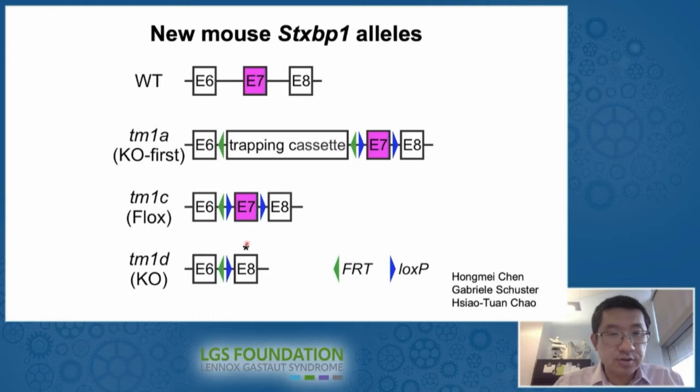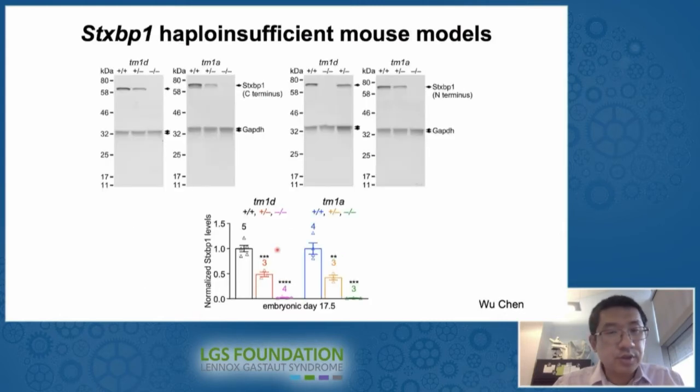In this case, a premature stop codon will be created in exon 8. Here is the Western blot to show that indeed both TM1D and TM1A are null alleles, because there's no protein in the homozygous mutant, and protein is reduced by 50% in the heterozygous mutants.